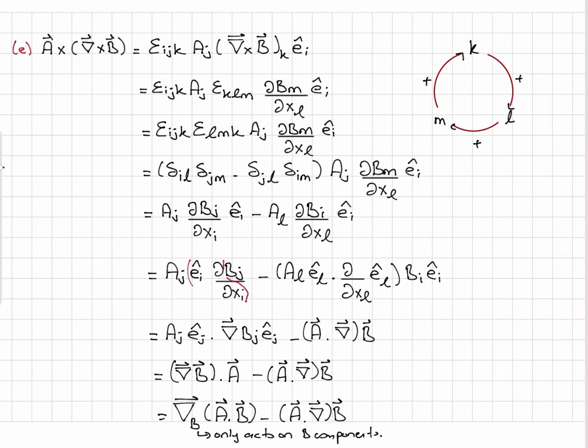And this came from basically the A_j gradient operator acting on B_j. So this part, let me clarify what that means. So A_j, I have the gradient operator acting on components of B.